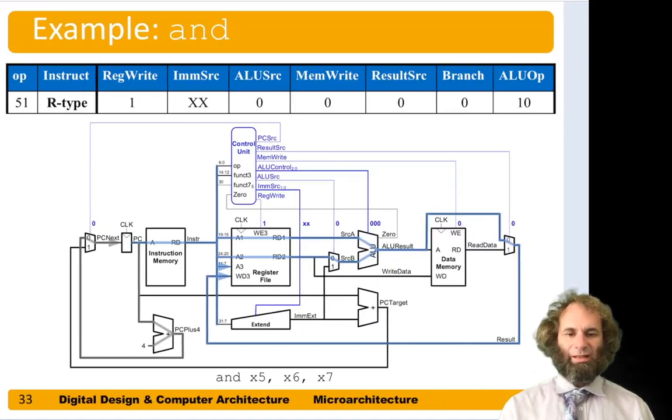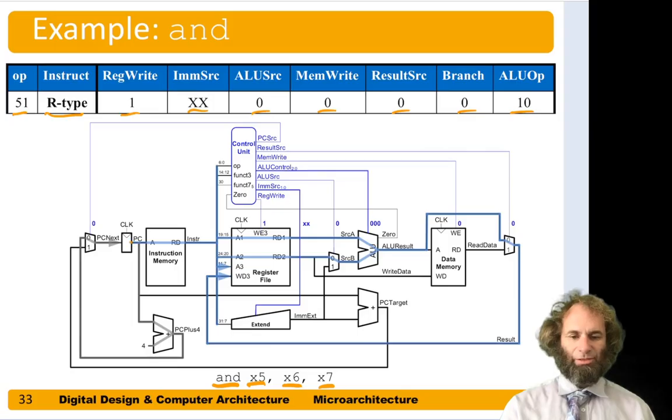So let's take a look at an example of the AND instruction. If we're doing an AND, x5 gets x6 and x7. The opcode for AND is 51. That indicates that it's an R-type instruction. So the main decoder puts out the control signals like we talked about. Reg write is 1. Immediate source doesn't care. ALU source of 0, mem write of 0, result source of 0, branch of 0, and ALU op of 1, 0 from that truth table we built a couple minutes ago.